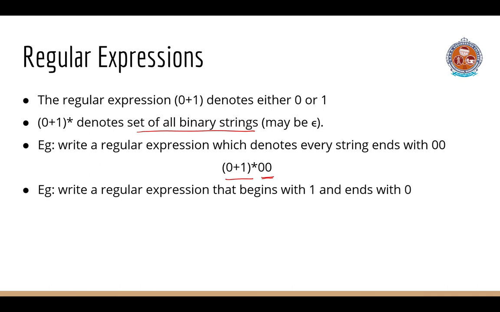Next example, write a regular expression that begins with 1 and ends with 0. So the string beginning should be 1 and ending will be a 0. So it can be written as 1 followed by 0 plus 1 whole star and 0. So means the beginning is 1 and next the set of all binary strings, that is 0 plus 1 whole star, and next followed by 0.